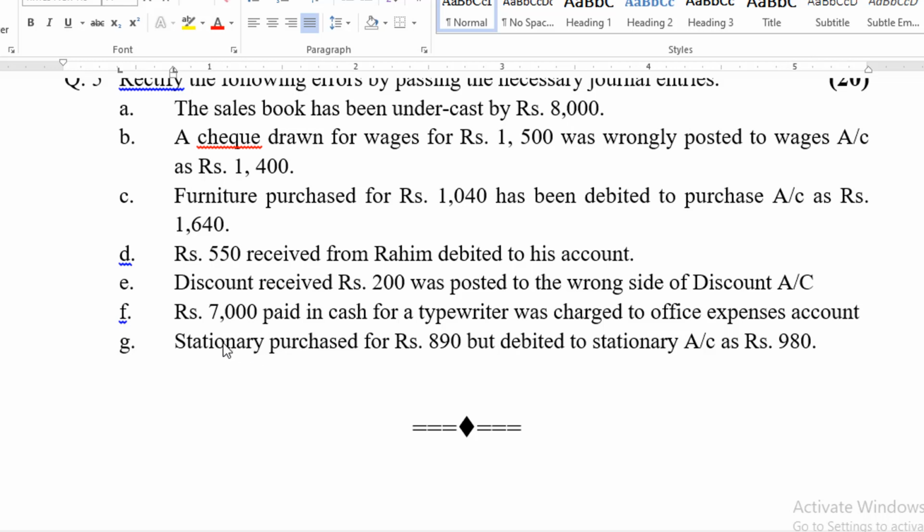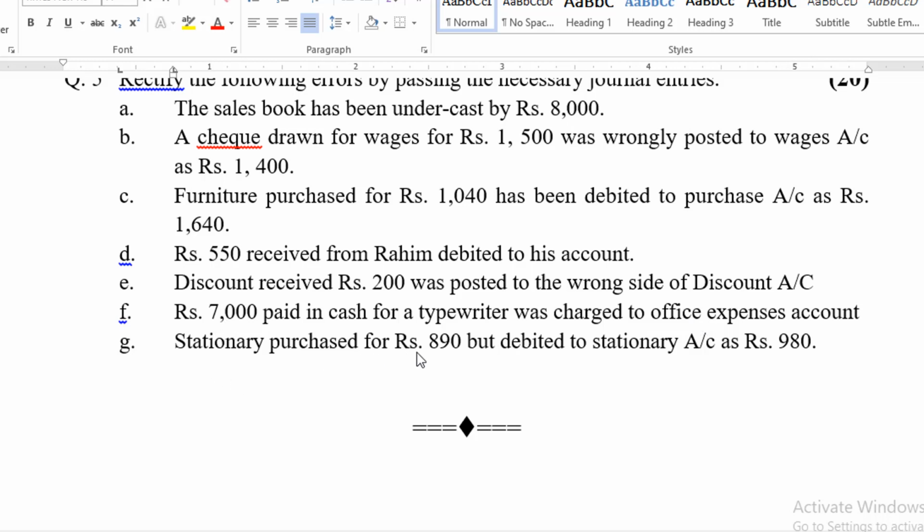So let's move to the next transaction. Rupees 7,000 paid in cash for a typewriter was charged to office expense account. The business has purchased a typewriter, which is an asset, of rupees 7,000, but by mistake it has been posted to the office expense account, which is an expense account in nature. So two accounts are involved here. We simply credit the office expense account and debit the typewriter account.